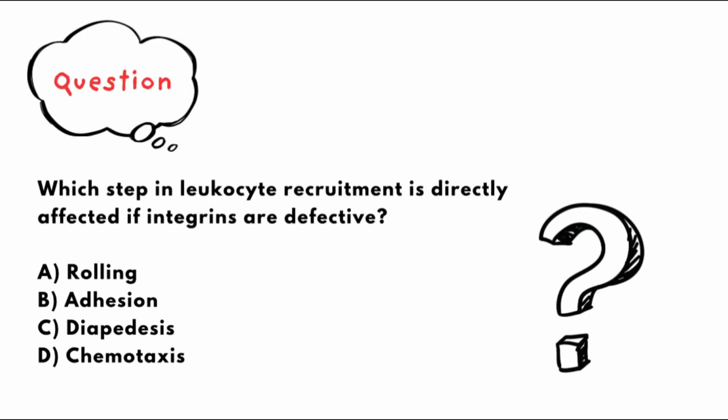Alright, here is a question for you. Listen carefully. Which step in leukocyte recruitment is directly affected if integrins are defective? Option A, rolling. Option B, adhesion. Option C, diapedesis. And option D, chemotaxis. Think.